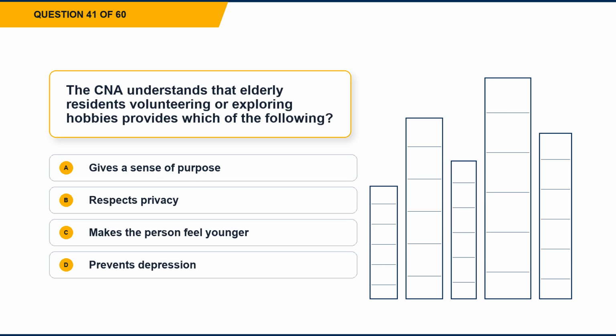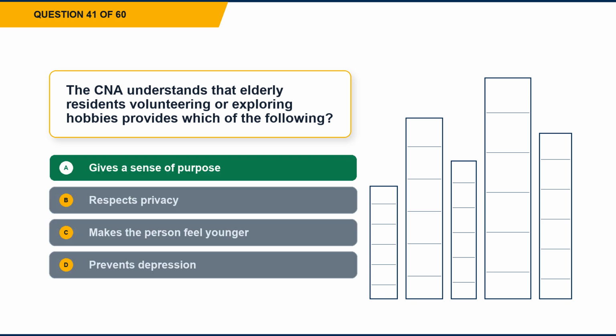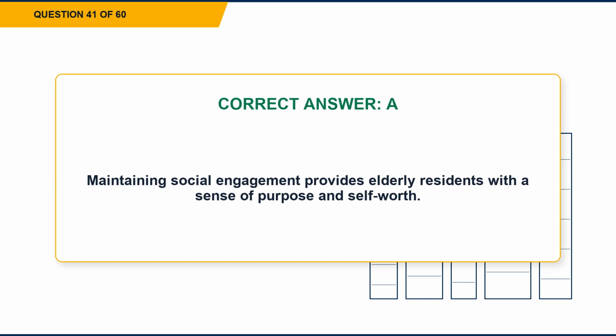Question 41. The CNA understands that elderly residents volunteering or exploring hobbies provides which of the following? Option A. Gives a sense of purpose. Option B. Respects privacy. Option C. Makes the person feel younger. Option D. Prevents depression. The correct answer is option A. Gives a sense of purpose. Explanation. Maintaining social engagement provides elderly residents with a sense of purpose and self-worth.